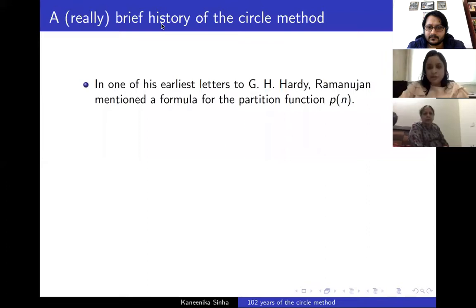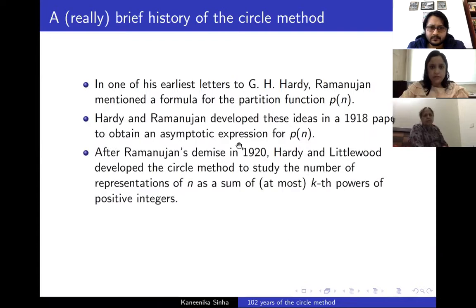Before Ramanujan went to England, as we all know, he corresponded with G.H. Hardy. And in one of his earliest letters to Hardy, he mentioned a formula for the partition function, P of n. What is the partition function? It is the number of ways of writing a natural number n as a sum of other smaller natural numbers.